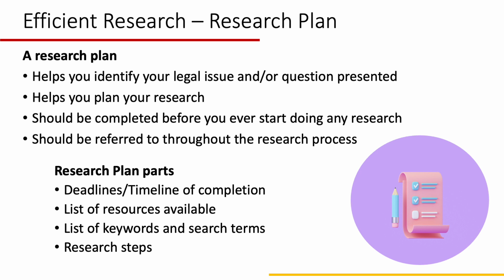And then a list of keywords and search terms. You're beginning to organize your research vocabulary, and listing them out now can help you brainstorm lots of different keywords and search terms. Use a thesaurus. I love using a thesaurus when I'm creating this list of keywords and search terms. And then a research plan also might include research steps. So you're going to start with secondary sources, then you'll go to primary sources, and so on and so forth, and fill out those research steps.